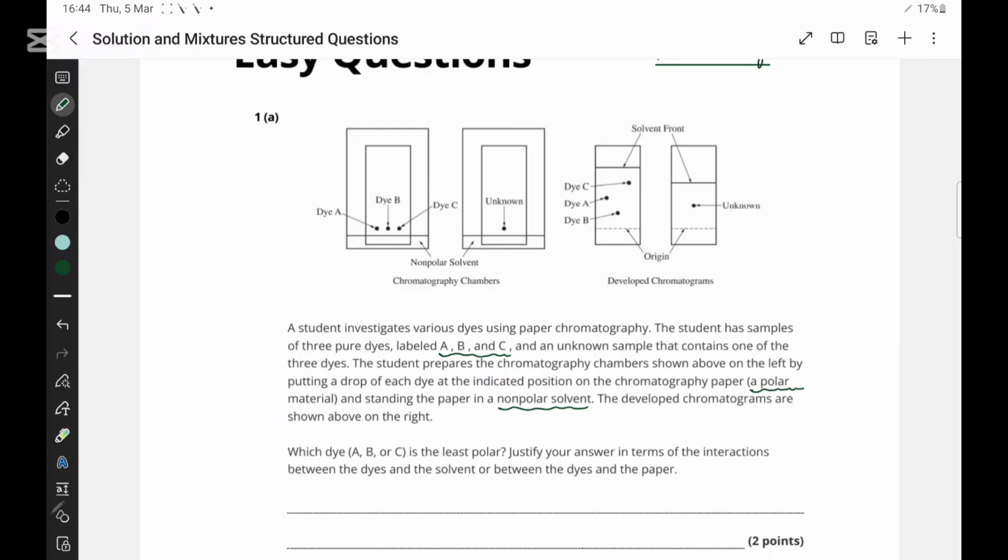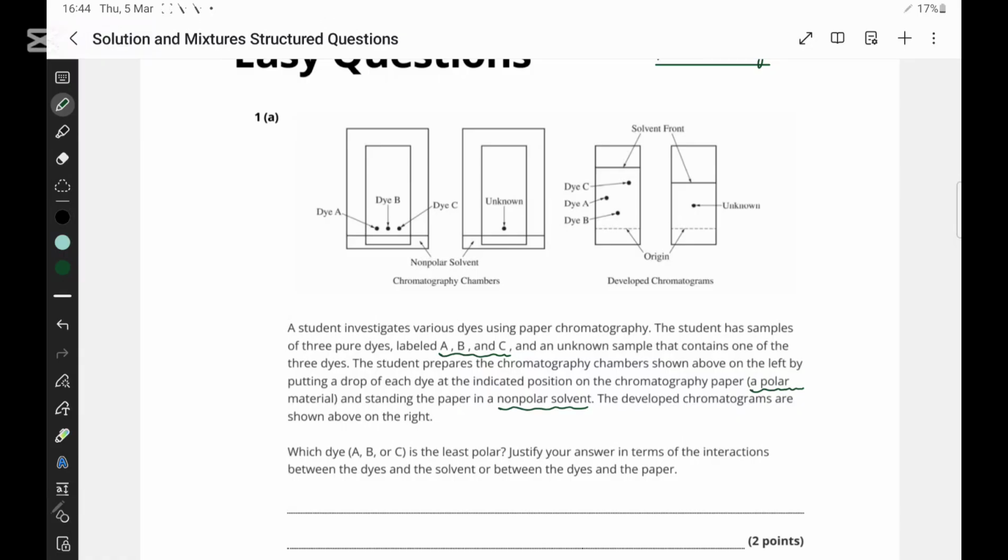Now they are asking which dye, A, B or C, is the least polar. First of all, the solvent is non-polar, and now we have to see which dye is going to be least polar. The least polar dye is going to be C. Why C? Because non-polar dyes are more strongly attracted to the non-polar solvent.